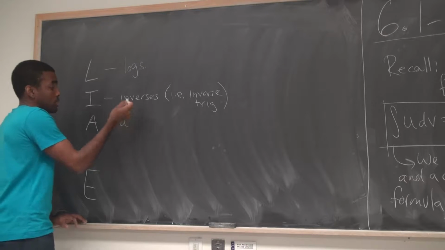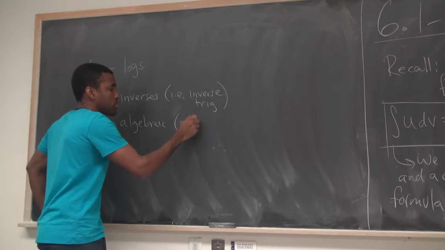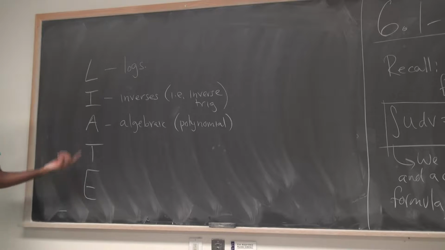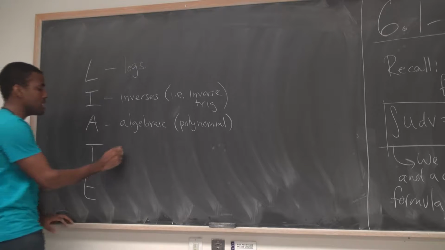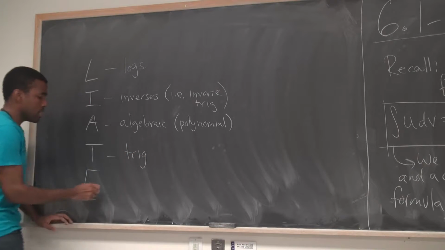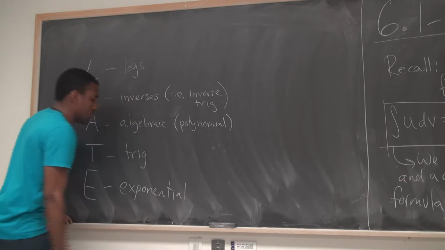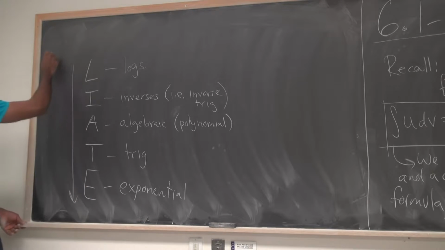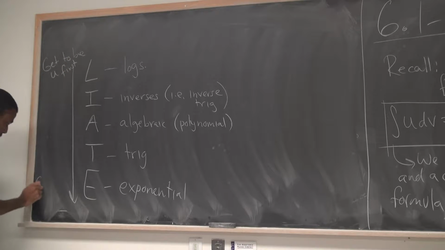The A stands for algebraic, but basically what that means is like a polynomial. They couldn't have LIATE with a P, so they wrote A and said, oh, it looks like algebra. So it stands for polynomial. T stands for regular trig functions. E stands for exponential functions. So that's LIATE. And basically there's a hierarchy. The guys on top get to be u first. These guys get to be u last.